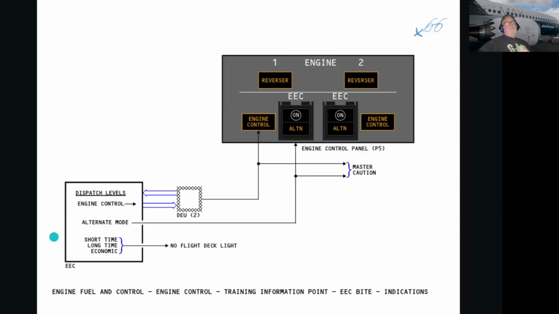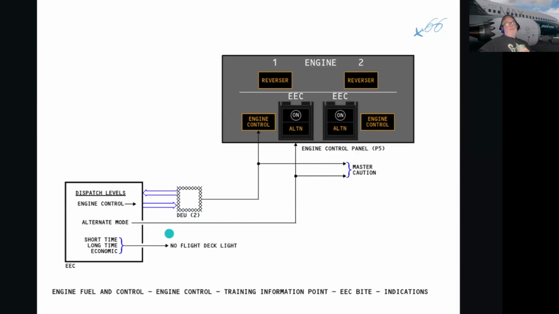We also have dispatch levels for the EEC when these lights come on. The engine control light is a no-go. The engine reversers, we said they're transient lights. They can come on the ground when the reverser has a problem, or they can come on the ground when the reverser is in the stow condition, in the process of being stowed. And the alternate lights come on when some parameters of the EEC have been lost, and we are reverting now to the alternate function of it.